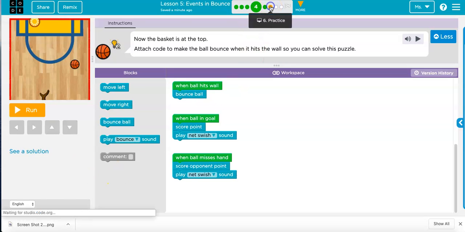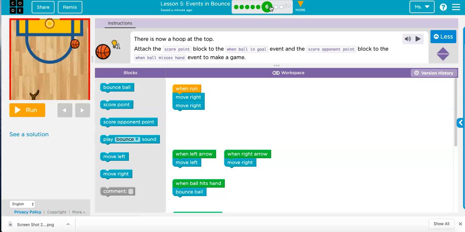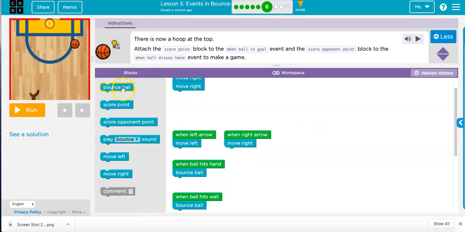So let me get to where we saw some different blocks. Now I have more blocks to choose from. Score point, opponent point. That's the opposite player. You still have the same play whatever sound, move left, move right. This little comment guy, I'm not quite sure what to do with. So until I see it in the instructions, I'm not going to use it.